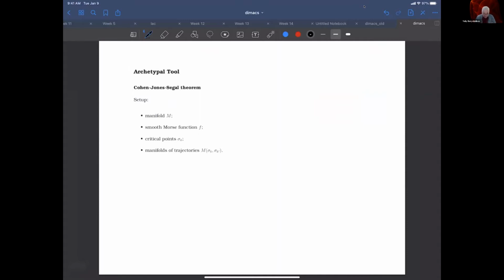It's the Cohen, Jones, Segal theorem, and it's a very influential theorem, but it's unpublished. It was produced like 25 or 30 years ago, and there's a preprint that you can easily find. What it talks about is Morse theory on a manifold.